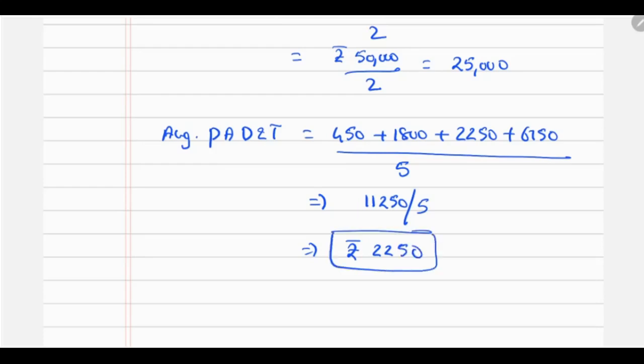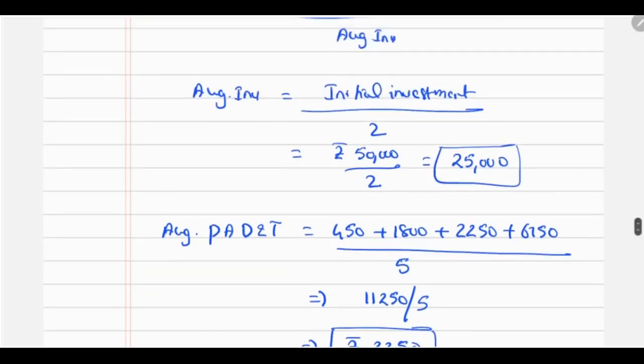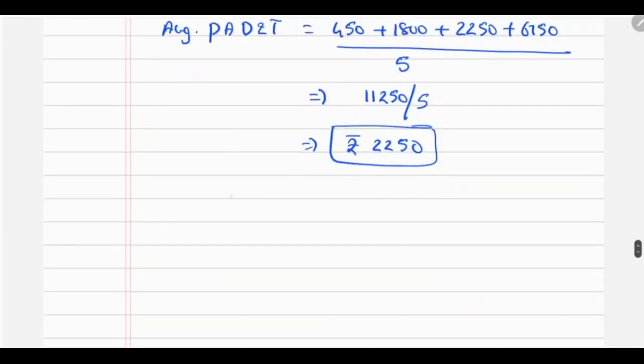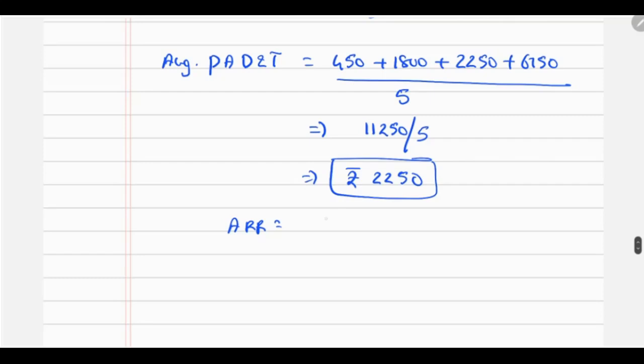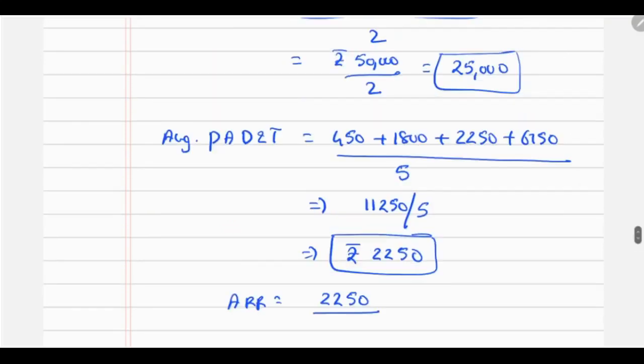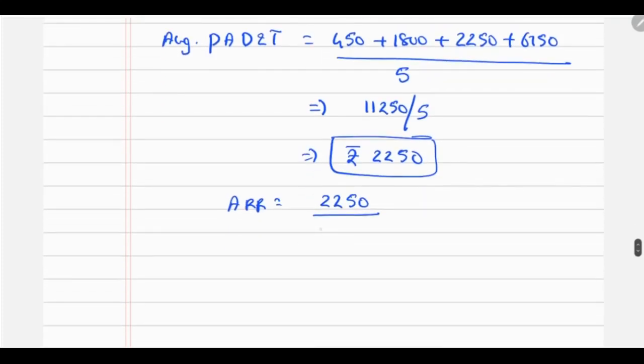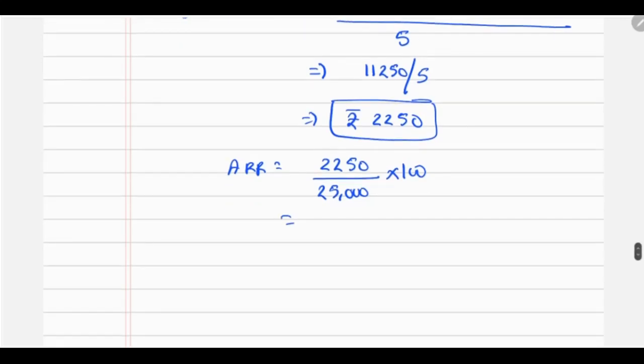Right. So these two values that we have, now we can directly apply into the formula. So you have average rate of return equal to average profit after depreciation and tax, 2250, divided by the average investment that we have, 25,000, then into 100. Now you do that, you'll be getting a percentage of 9%. So 9% is your average rate of return, right? It's a very simple thing.